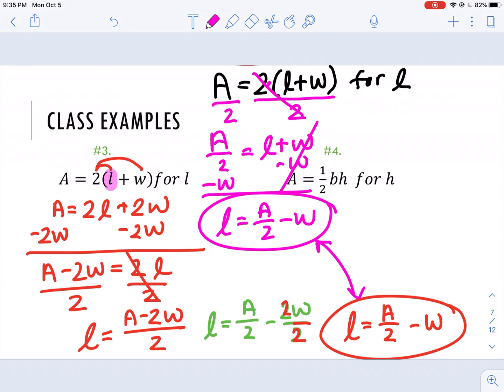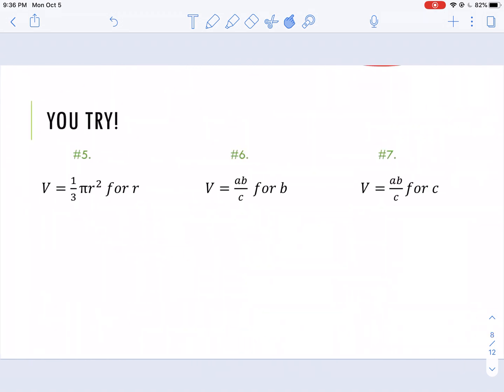All right. So I'm actually going to skip number 4, and I'm going to ask you guys to now try 3 examples on your own. So if you need to, pause the video, write down number 5, 6, and 7. Try these out on your own, and then when you're ready, unpause the video and we'll go over all 3 examples together.